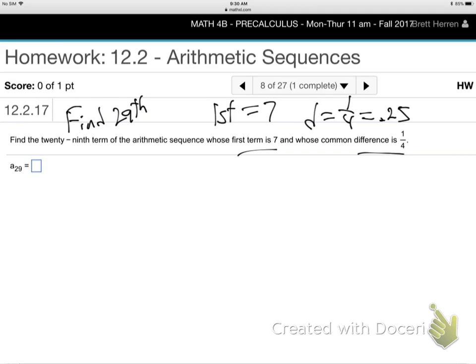So go ahead, so find the formula. They're not asking me for the formula, but I think it'll help you. Find the formula, and then when you got it, plug in 29 for n, right? Because that's the ordinal, 29th, right? Ordinal. Plug that in for n, see if you can get the 29th term once you get the formula.